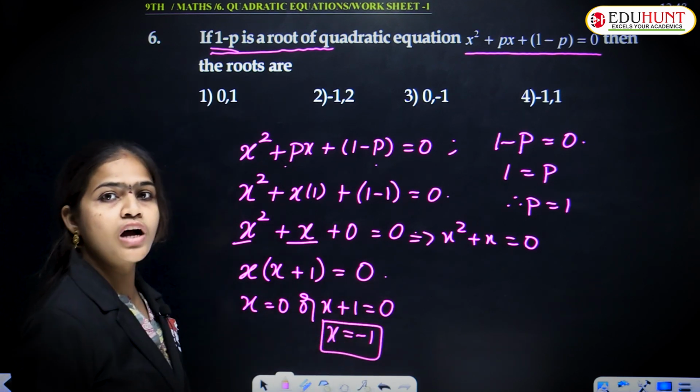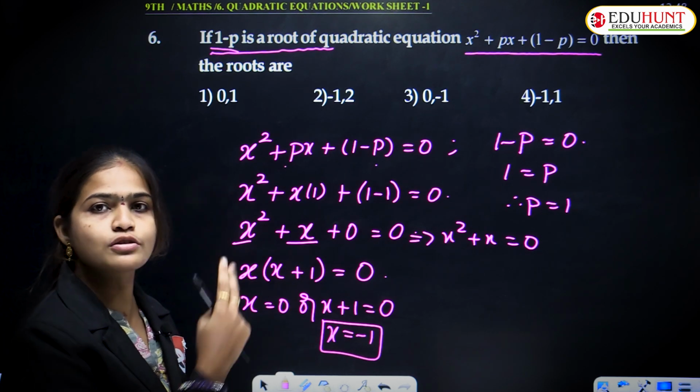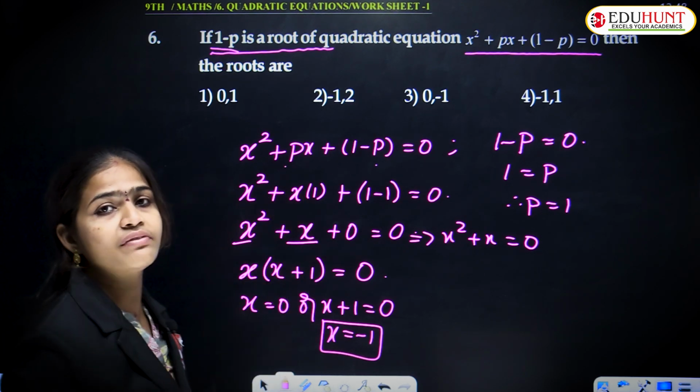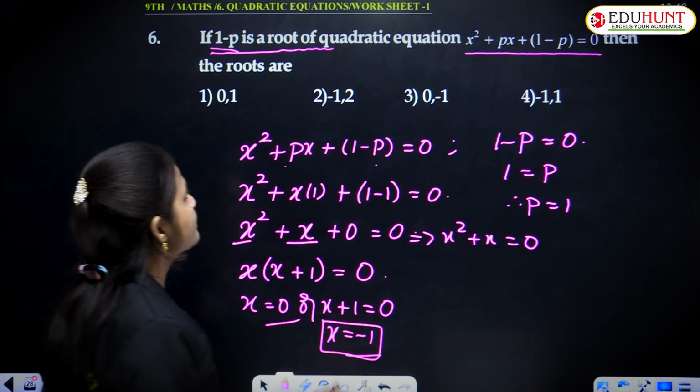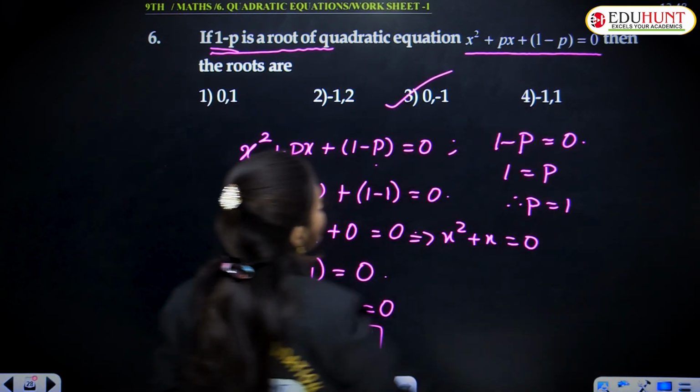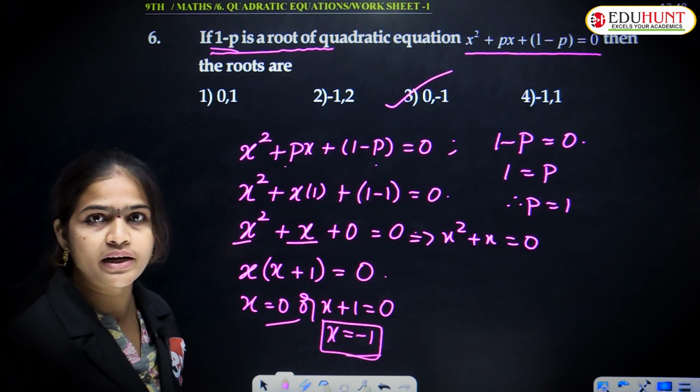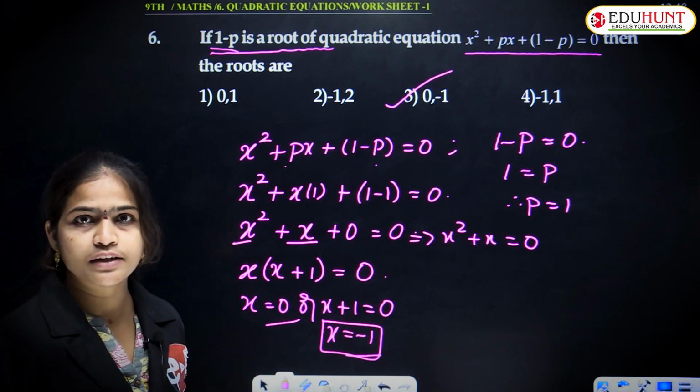So how many values did we get for x, ma? 2 values. Those two are the roots of the given equation. So what are the roots? 0 or minus 1. So minus 1 and 0 are the roots of the given quadratic equation. Am I clear to you children?